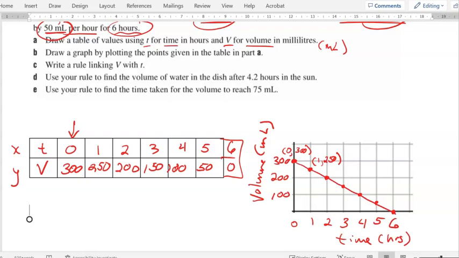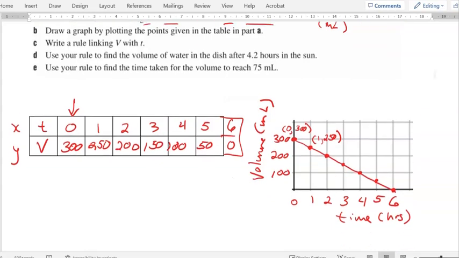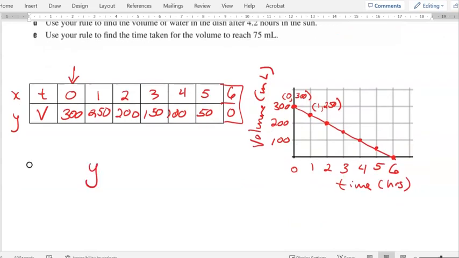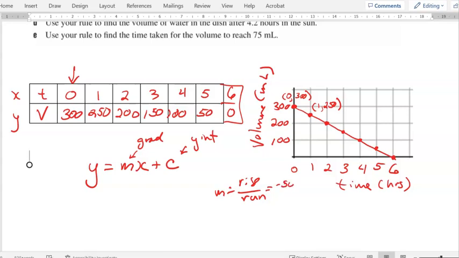All right, but now how do I write the rule for this? So let's start with the rule that we know and love. Y is going to equal the gradient times X plus the y-intercept. This is the gradient, and this is the y-intercept. Okay, so we've got to figure out what m is. The gradient is the rise over the run. And in this case, the rise itself is negative. So in this case, we're actually going down 50 mils per each hour. So our m is going to equal negative 50.